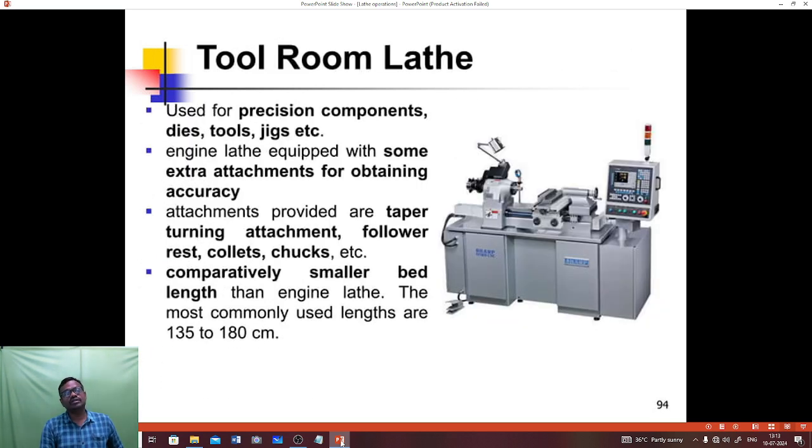Tool room lathe. It is used for precision components, dies, tools, jigs, etc. It is an engine lathe equipped with some extra attachments for obtaining accuracy. Attachments provided are taper turning attachment, follow rest, collets, chucks, etc.